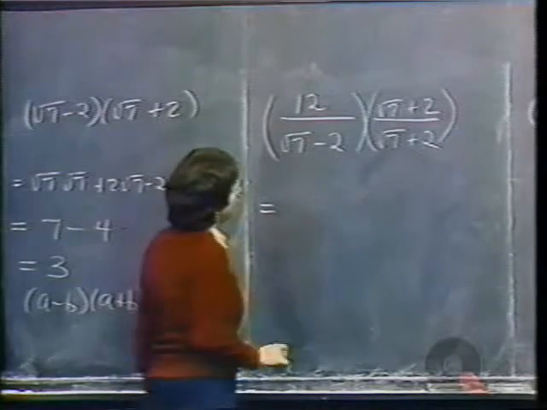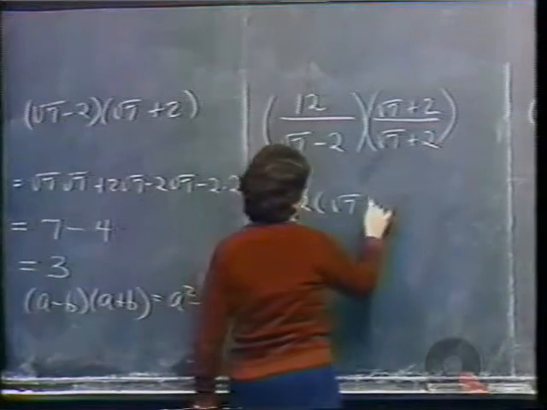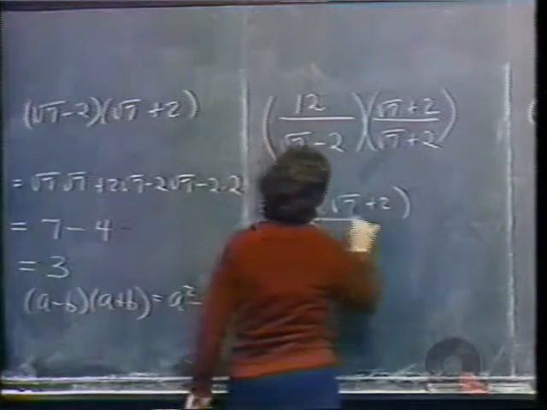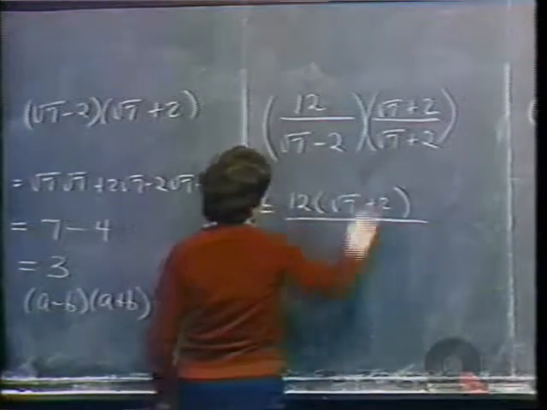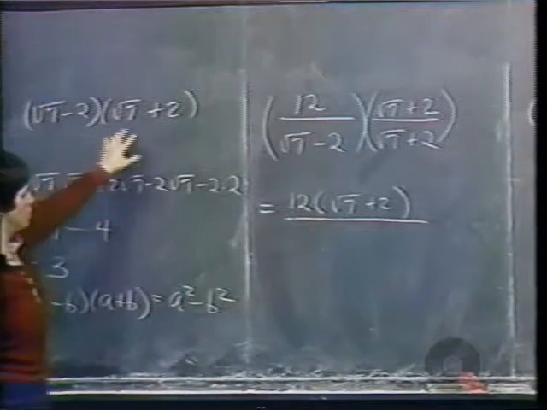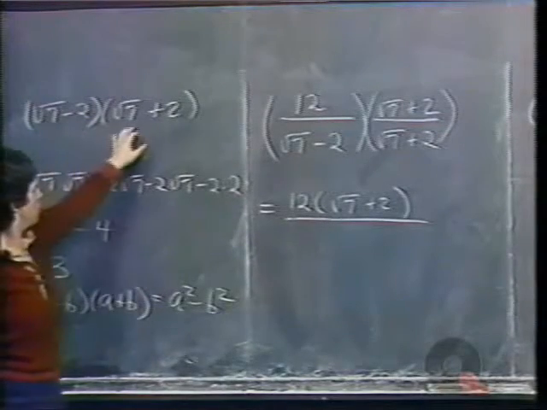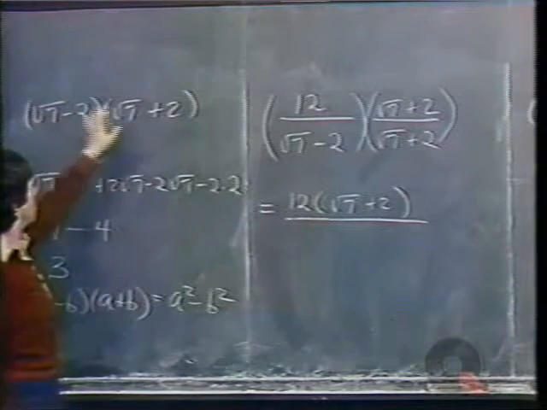Let's see what we have. On the top, we have 12 times the square root of 7 plus 2. And on the bottom, we have, by FOIL, but we've already done the work over here, the square root of 7 minus 2 times the square root of 7 plus 2 just gives us a minus b times a plus b, a squared minus b squared.